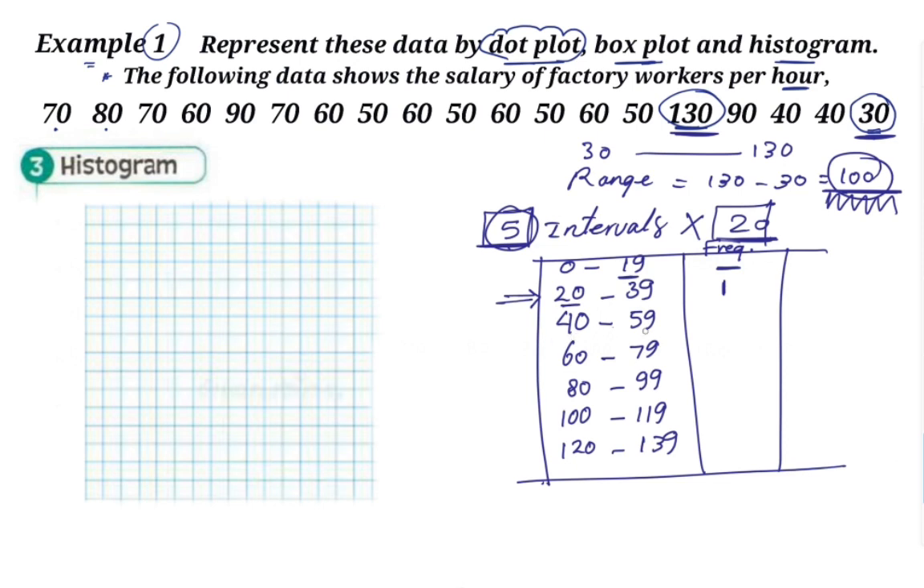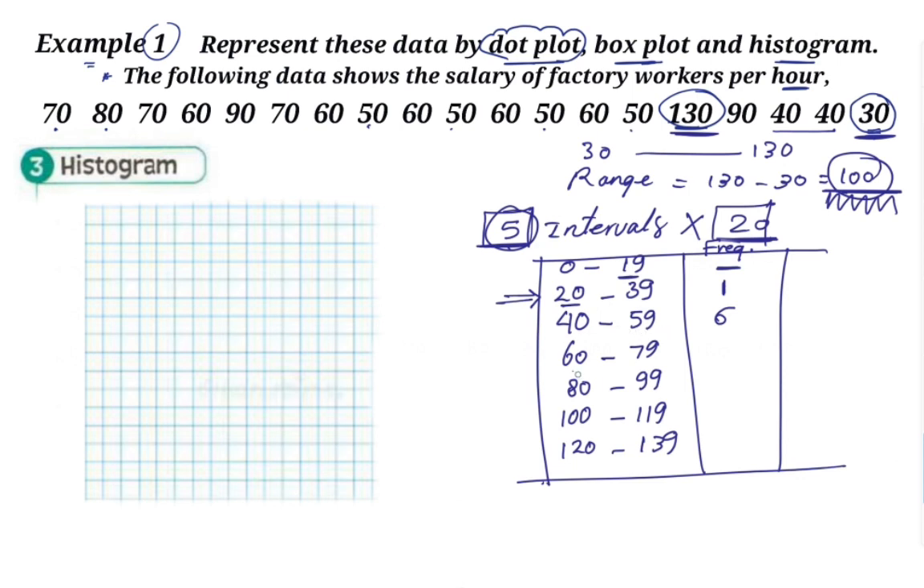Between 40 and 59, that means 40 and 50. How many 40 and how many 50? 40, we have two 40s, 1 and 2. How many 50? We have 1, 2, 3, 4 50s. So 4 plus 2 equals 6. So we have 6 numbers in between 40 and 59.